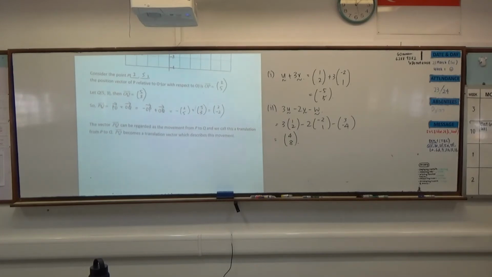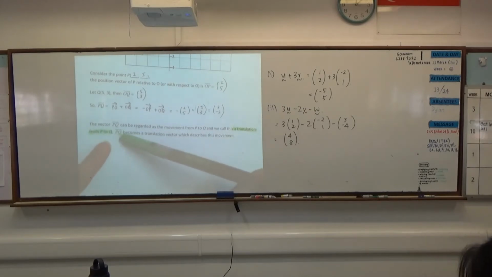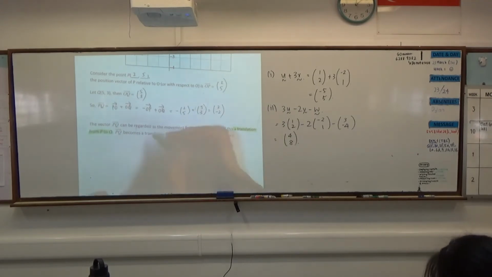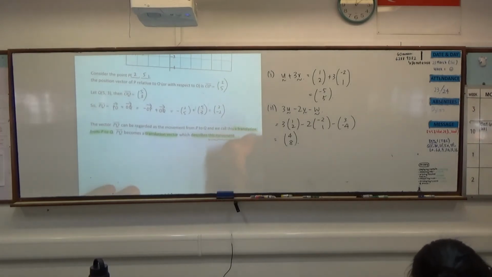Next, I want to introduce a term. We can regard PQ as the movement from P to Q, and we call this a translation from P to Q. Language-wise, when we translate something, it would probably be from your mother tongue into English. But looking at the movement from P to Q, it is kind of translating, meaning to change from P over to Q. So PQ itself is what we call a translation vector, which describes the movement from P to Q.